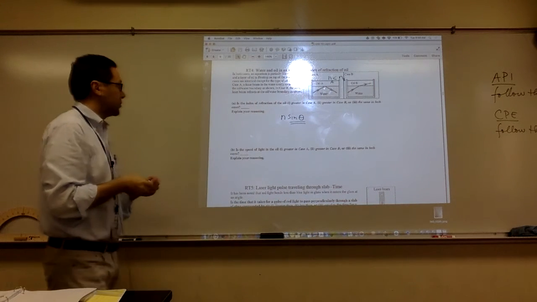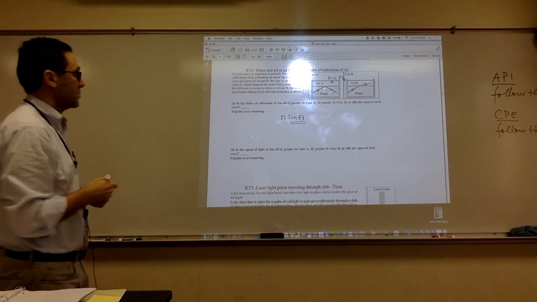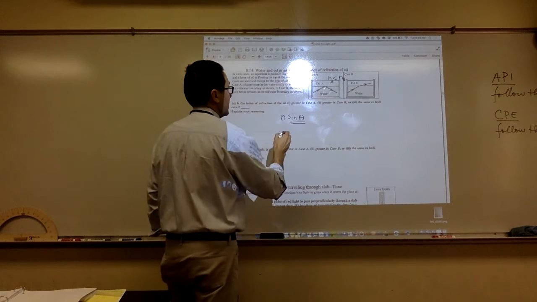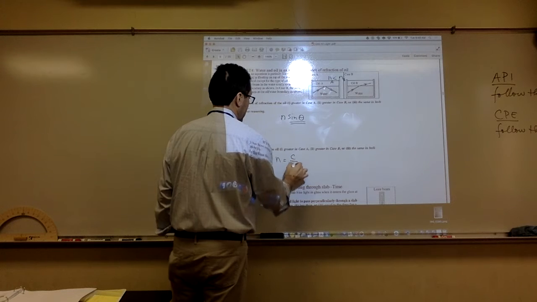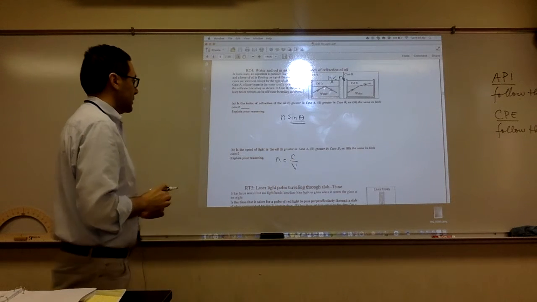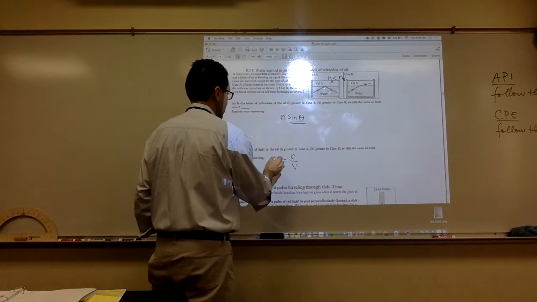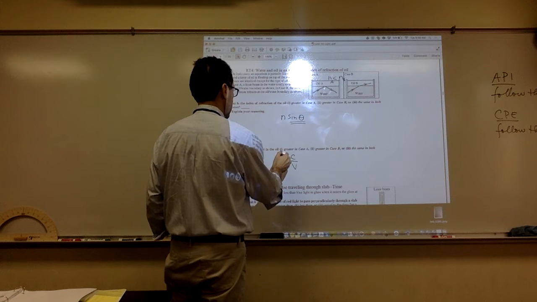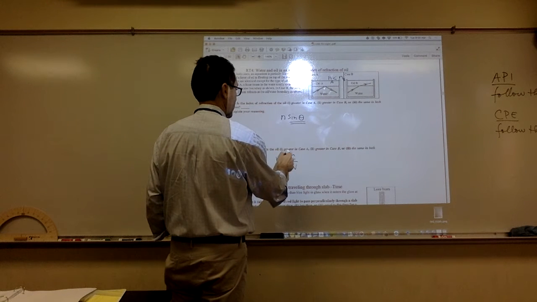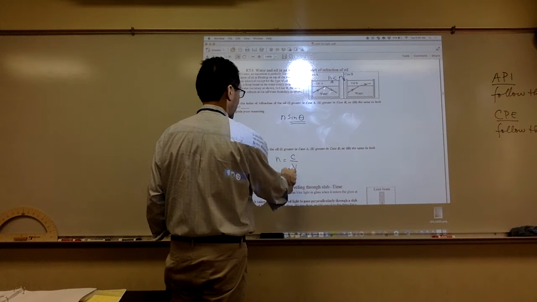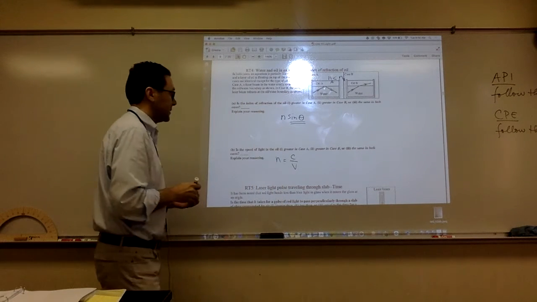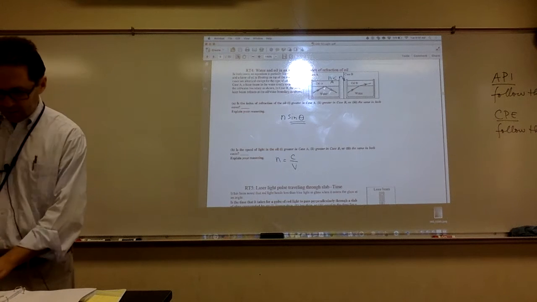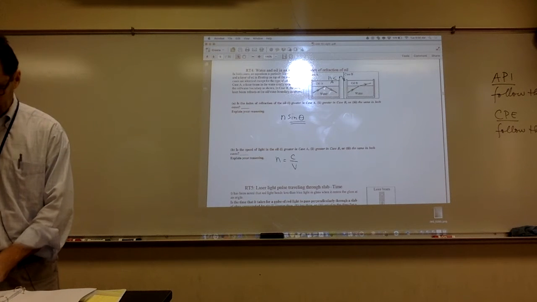Is the speed of light in oil greater in case B? Well, let's see. n is c over v. So if you want to have a high speed, you have to have a low n. So it's going to be greater in case A, because they are inversely related.